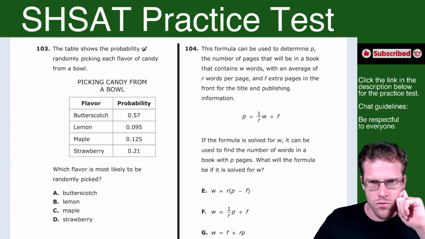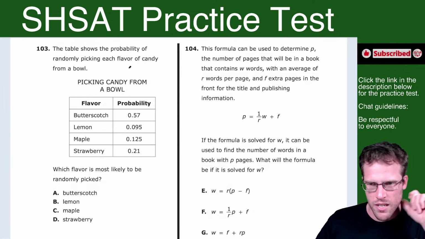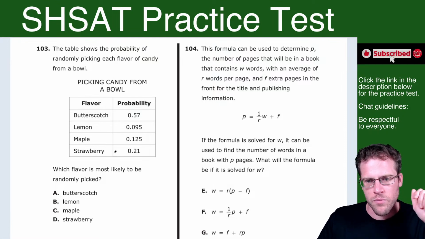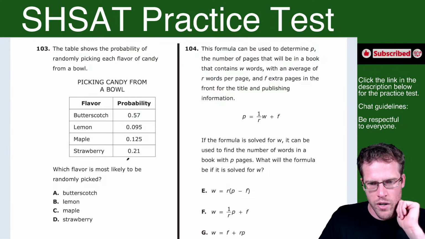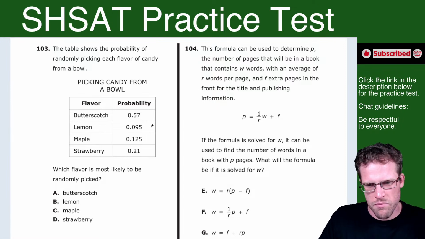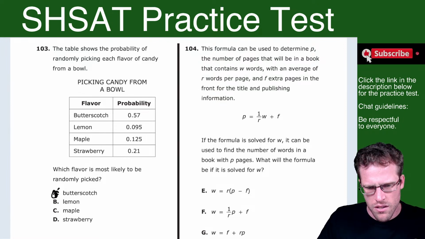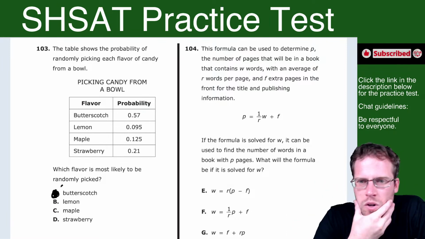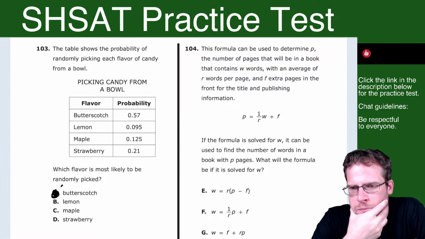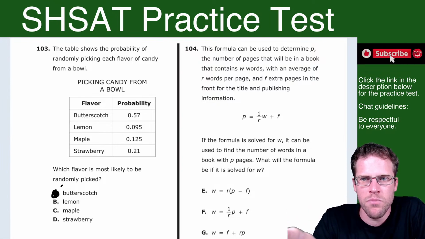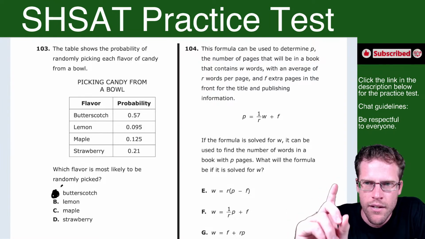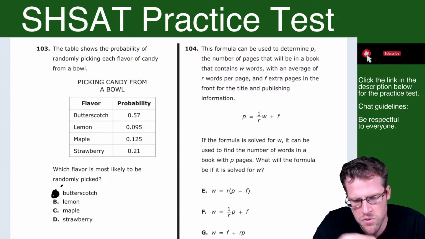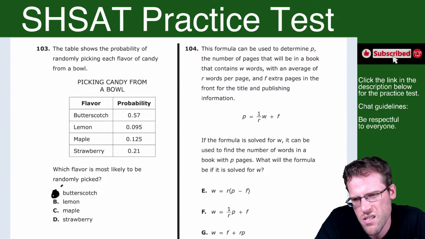All right, the table shows the probability of randomly picking each flavor of candy from a bowl. Butterscotch, lemon, maple, strawberry. Which flavor is most likely to be randomly picked? So the one with the highest probability, butterscotch? This seems too easy. Anytime a question is too easy on a test like this, especially at 103, I'm like, wait a minute. But the table shows the probability of randomly picking each flavor of candy from a bowl. So the highest probability would be the one that's most likely to be randomly picked, I would hope.